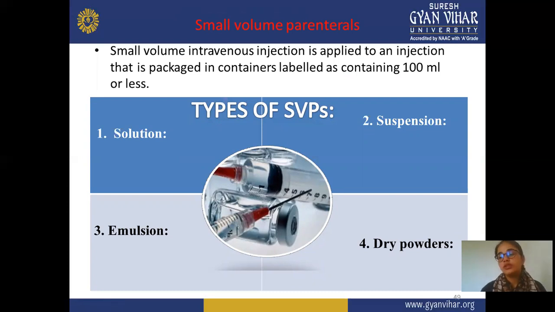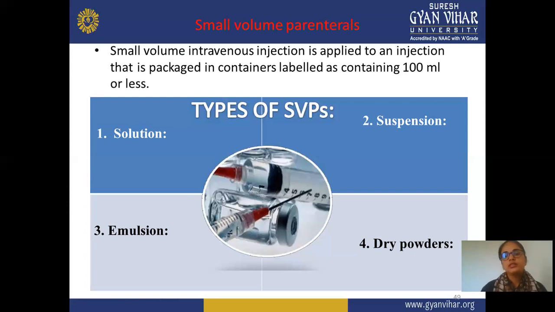So these are the formulations which are mainly for multiple use, or come in the market as small volume parenterals, less than or up to 100 ml volume. So these are the small volume intravenous injections that are applied in an injection form and packed in a container. This container packing depends on the type of the formulation, and the label of this container says 100 ml or less.